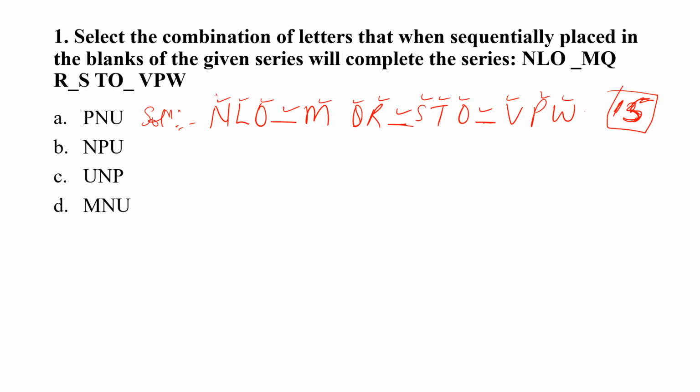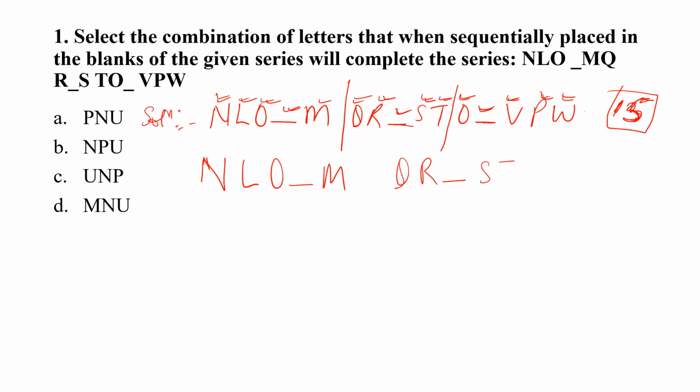So the first part will be 1, 2, 3, 4, 5. This is the first part. Second part is 1, 2, 3, 4, 5. And this is the third part, 1, 2, 3, 4, 5. NLO-M is the first part, QR-ST second part, and then O-PVW. So in this type of question, we have to do trial and error method.